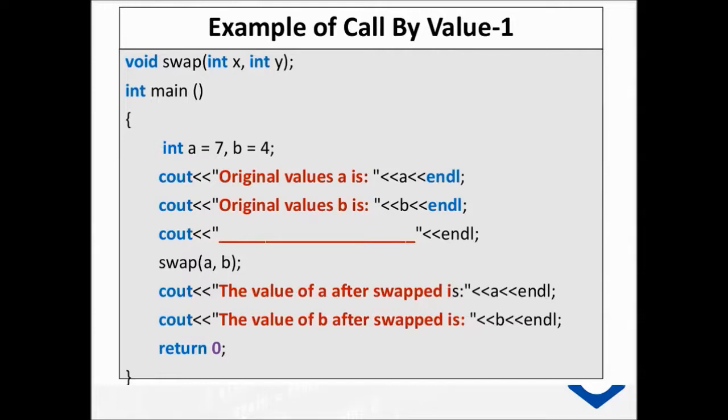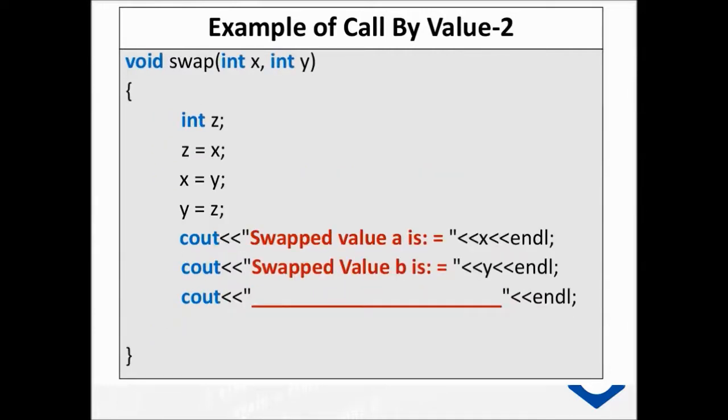Then we program void swap(int x, int y). So here int x and int y are call by value. These x and y take the values of a and b from the main function, and after taking them, the values 7 and 4 are stored respectively in x and y. So into the body of this function we write int z, we declare another variable. We use this variable in swapping the values of x and y.